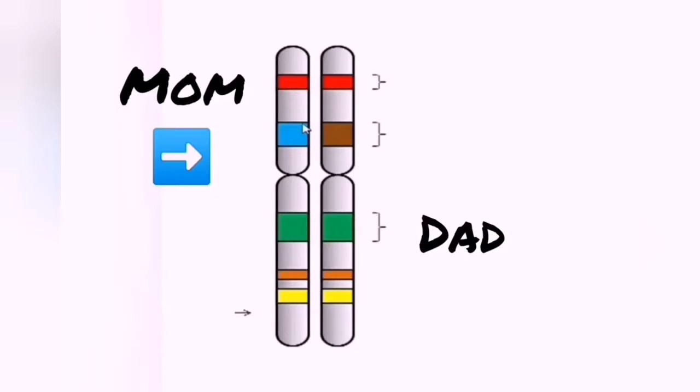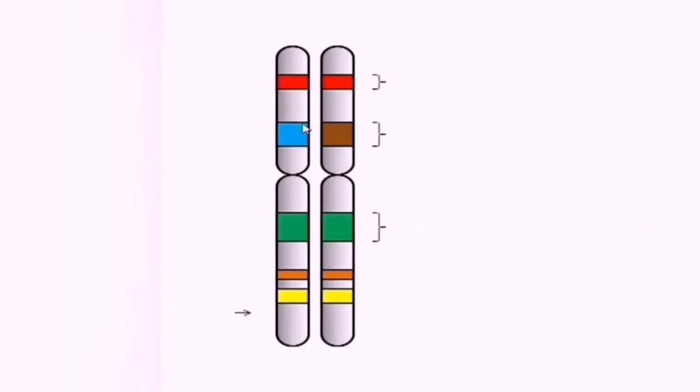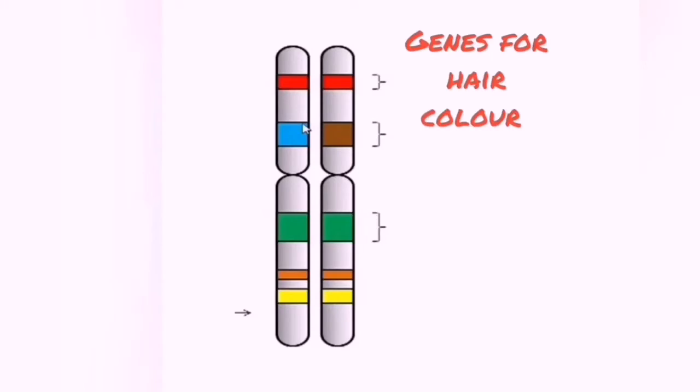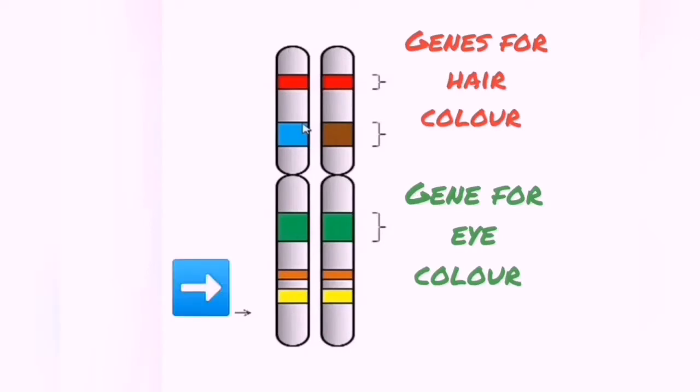On this diagram, the colored sections on the chromosomes represent genes. The two red lines at the top show genes for hair color. The green lines represent the genes for eye color, and then there's also a blue and a brown and a yellow and an orange, which are other genes.